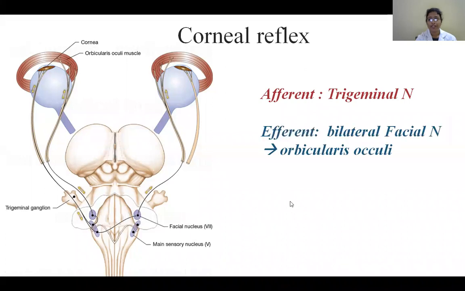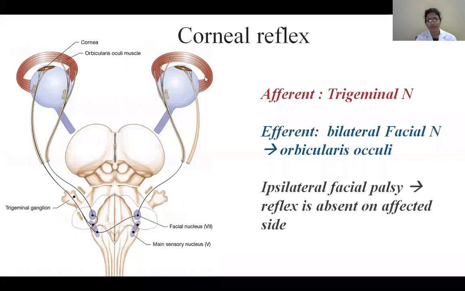So the efferents are bilateral facial nerve which supplies orbicularis oculi. So as we know, for closing the eyes, we need orbicularis oculi. So the response we get is closure of the eyes, that is blinking of the eyes when you try to touch the cornea with the wisp of cotton.